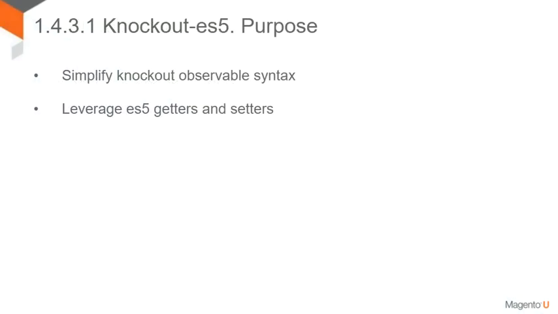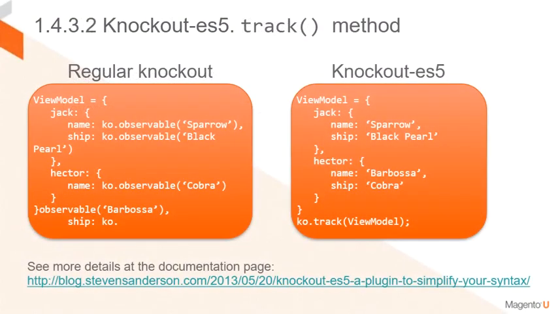This lesson discusses Knockout-ES5. The Knockout-ES5 purpose is to simplify Knockout observable syntax and leverage ES5 getters and setters. The Knockout-ES5 extension extends a KO object with a method, track, that makes all properties observable. This simplifies the use of Knockout inside other systems. See more details at the documentation page linked on your screen.